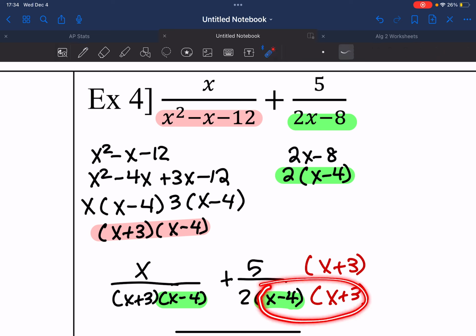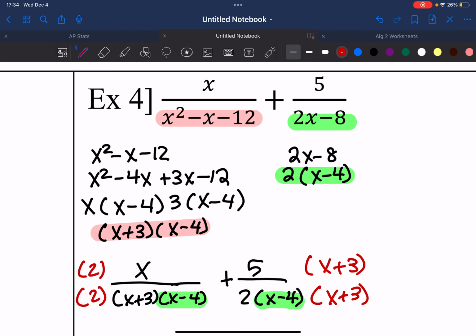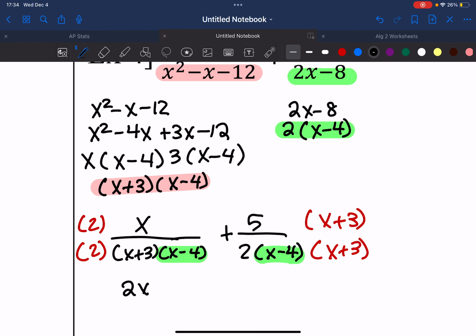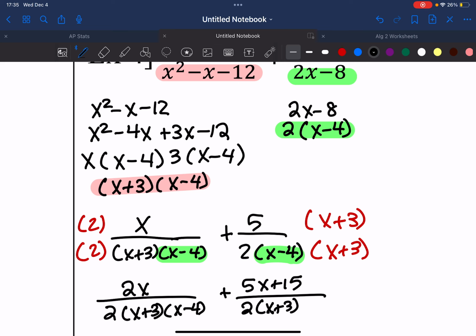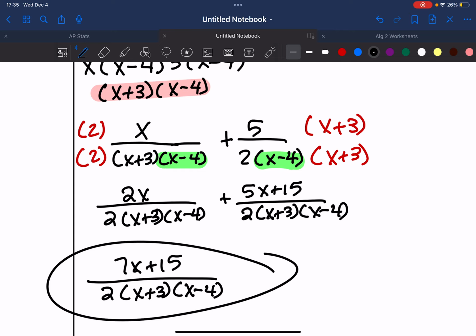Now, this has an x plus 3 and an x minus 4, which matches this. But this first fraction is missing the 2. So we're going to multiply the first fraction by 2. So we have 2x over 2 times x plus 3 times x minus 4 plus 5x plus 15 over 2 times x plus 3 times x minus 4. Now that we have common denominators, we can add the numerators, and so we have 7x plus 15 over 2 times x plus 3 times x minus 4. That's your answer.